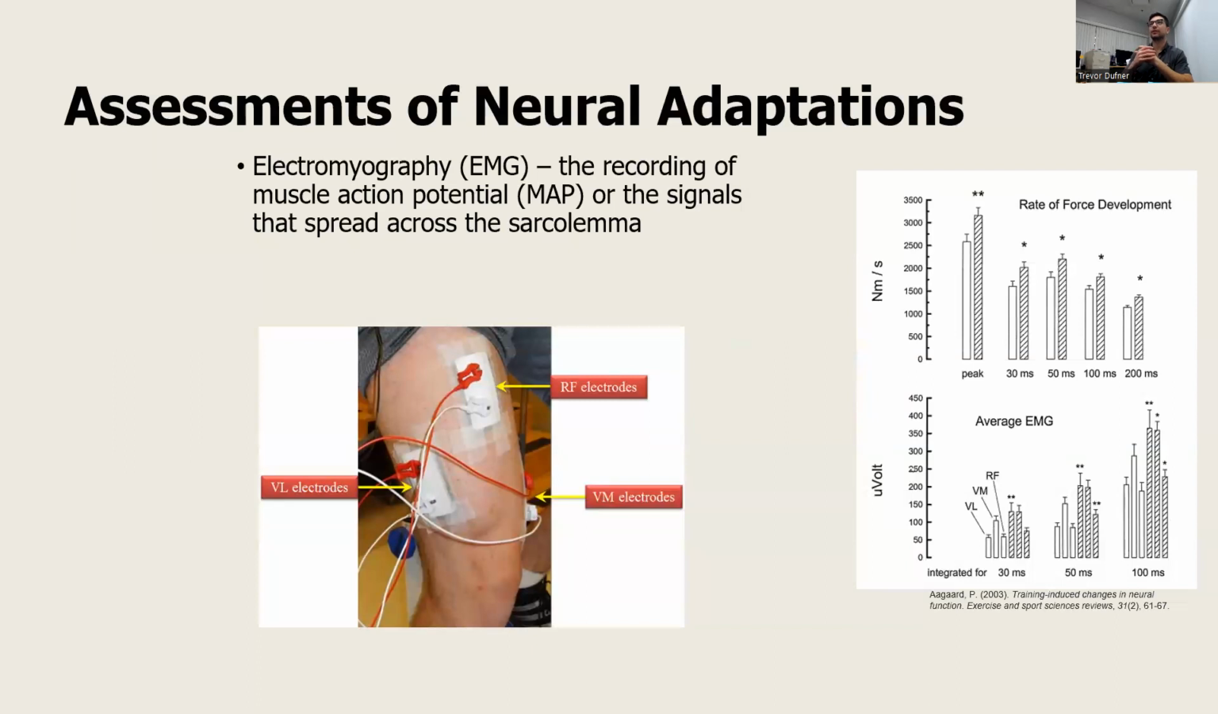So, a few different assessments of neural adaptation. We can use electromyography, or EMG. Essentially, these devices can be attached to a muscle body and record the muscle action potential, the signals as they spread across the sarcolemma. So you can use this to look at a few different things.